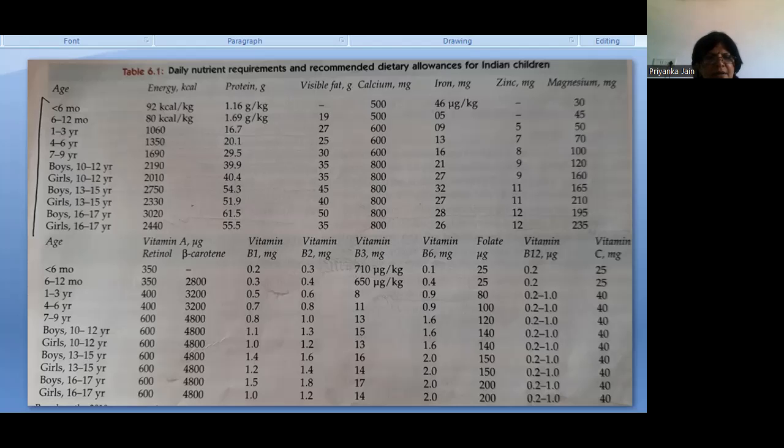Now boys and girls up to the 17 year, both 600 microgram vitamin A requirement. And vitamin B1 is 1.1 to 1.5 microgram. And vitamin B2 is 1.3 to 1.8 microgram. And the vitamin A requirement the same, 600, and folate is 200, vitamin B12 is 0.21, and vitamin C.